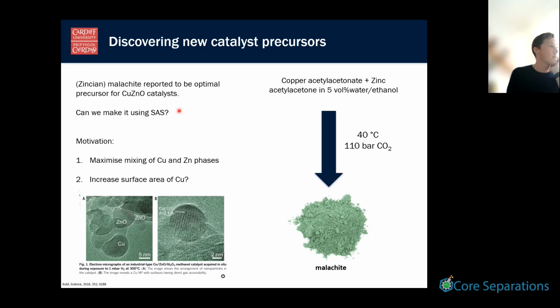And so we thought if we could make it via SAS, we might be able to increase the specific surface area, in particular the surface area of the copper, and also maximize the mixing of the copper and the zinc phases.